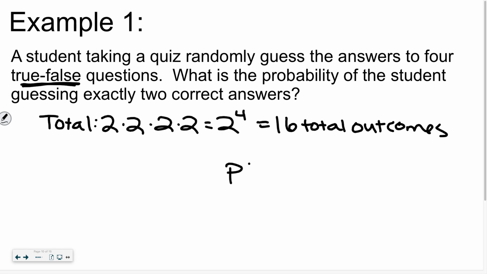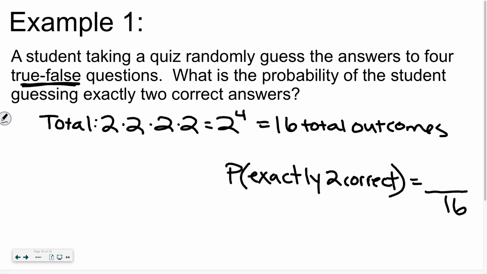So for the probability of getting exactly 2 correct, we know it's something over 16. How could we figure out how many ways there are to get 2 correct out of 4? I think about this like how many ways to get 2 heads out of 3 coin tosses. What could your answer key in terms of rights and wrongs look like?